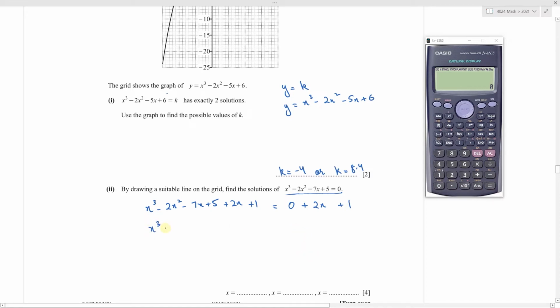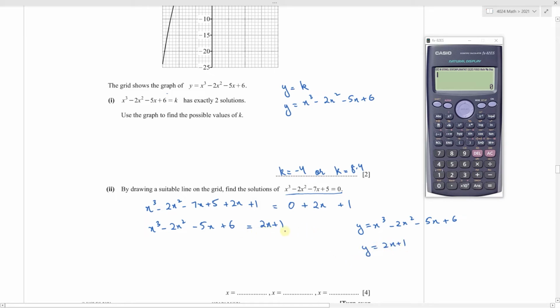So now I have x cubed minus 2x squared minus 7x plus 2x will be minus 5x. 5 plus 1 is 6 equals 2x plus 1. So on one side of the equality, I have this equation, and on the other side I have 2x plus 1. This is as if I'm solving these two equations simultaneously: y equals x cubed minus 2x squared minus 5x plus 6 and y equals 2x plus 1.